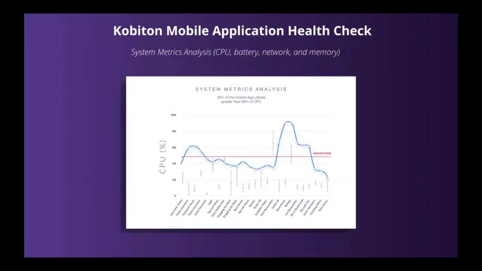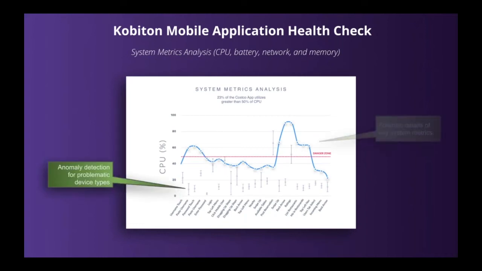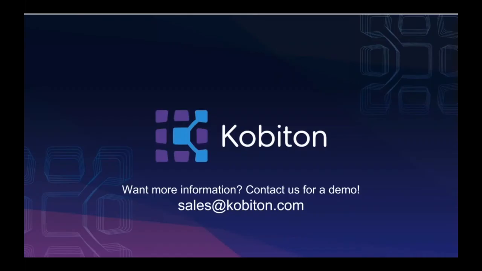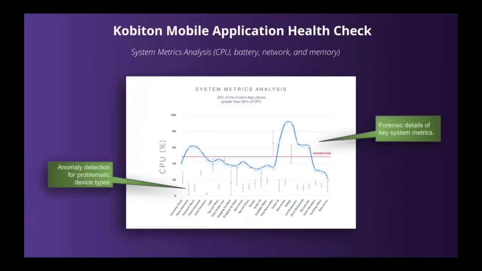And then finally, the system metrics. So we're pulling through our API, CPU, battery, network, and memory. It'll give you for every step in the process what the average was during that time and forensic details of key system metrics. So that's an overview of the health check. It's, like I say, a forensic analysis for your application. If you are not aware of any issues, we'll find them.